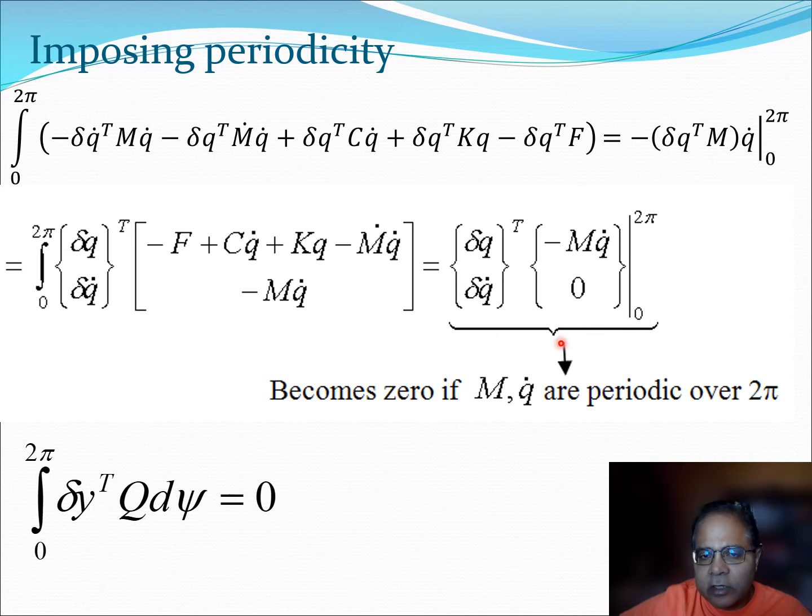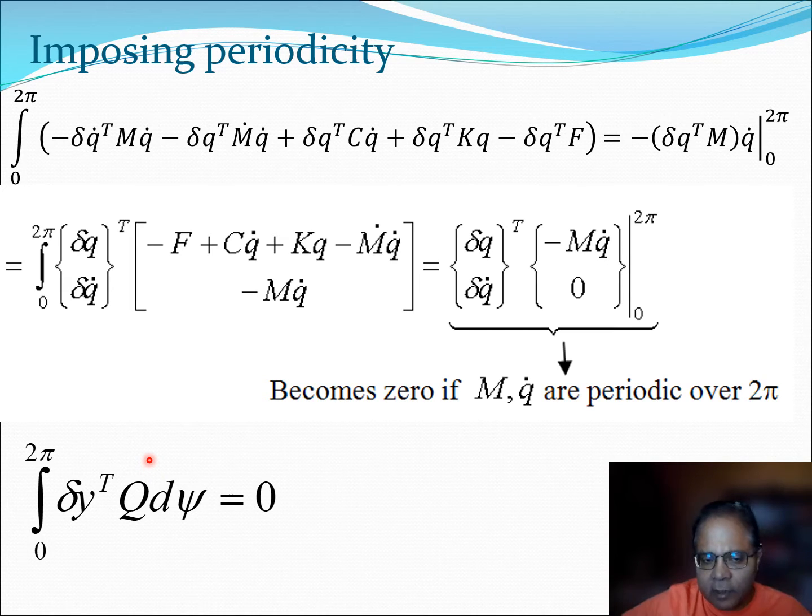We set the right hand side to 0 and we can write this in a simpler form: integral of delta y transpose q d psi equals 0, where this is my y vector and this big matrix type of term here, which is actually expressed in this form here.